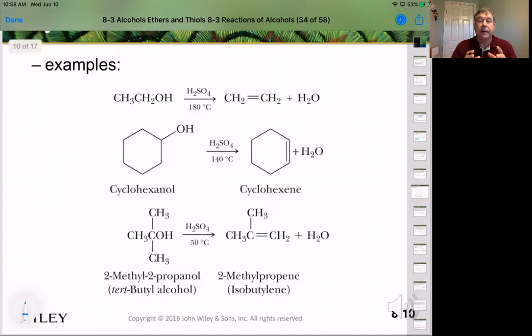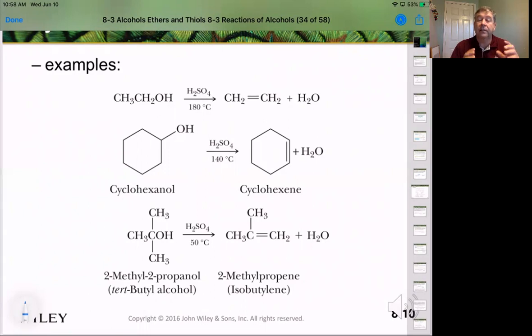Okay, so an example of this would be if we take ethanol and heat it at 180 degrees with sulfuric acid, we'll generate ethylene gas and water. Okay, in the case of cyclohexanol, we now have a secondary alcohol, and that secondary alcohol takes less heat to generate the alkene. In this case, only 140 degrees Celsius with that same sulfuric acid catalyst.